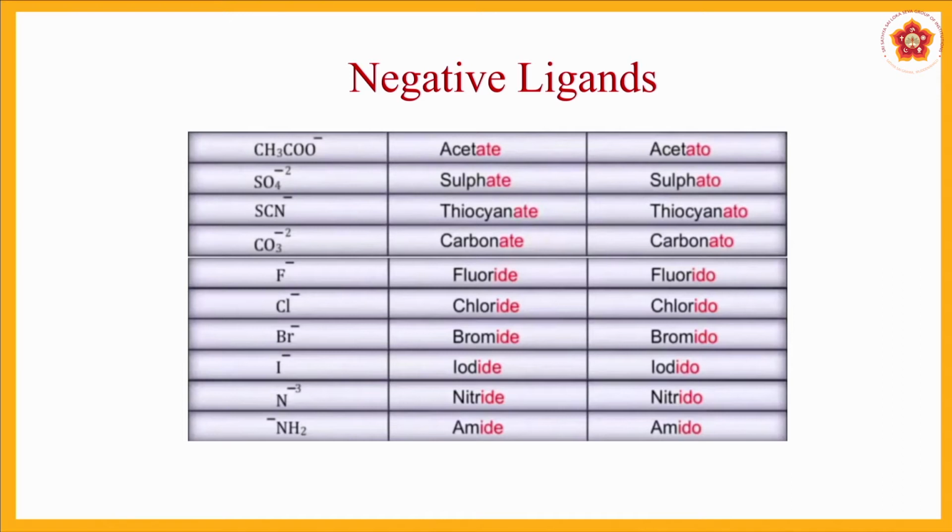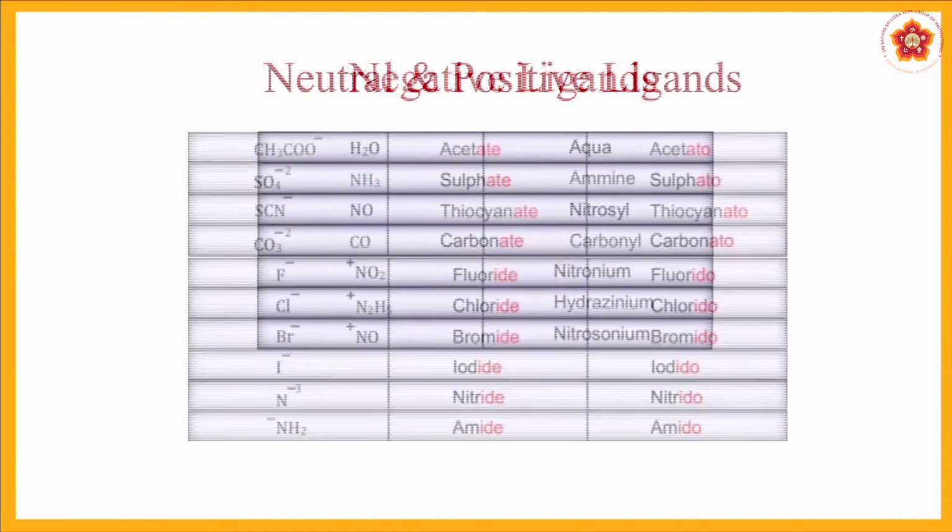Whenever you write names, all the negative ligands should end with -ido, like fluorido, chlorido, bromido. These are all the individual ions, but if it is a multi-atomic system, we have acetate named as acetato, sulfate as sulfato, thiocyanate as thiocyanato. This is how the changes take place in these cases. We have already seen from naming to formula, but here while writing we have to be aware of this.